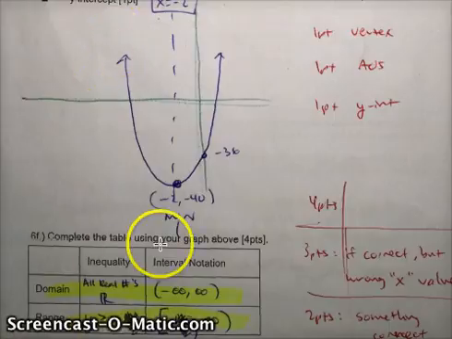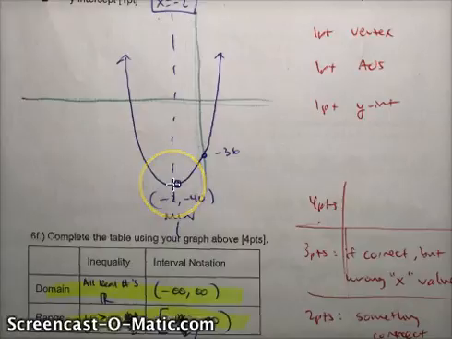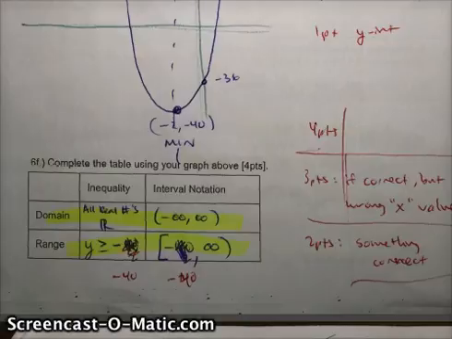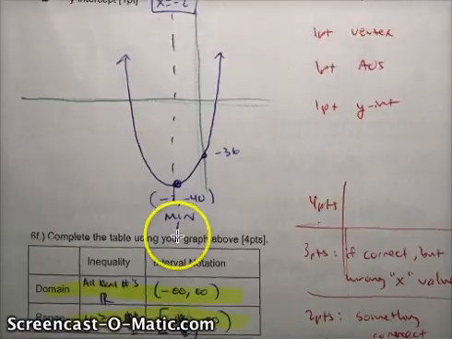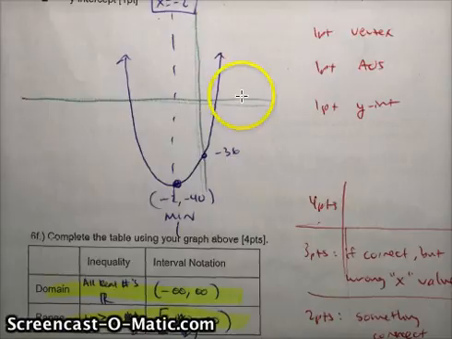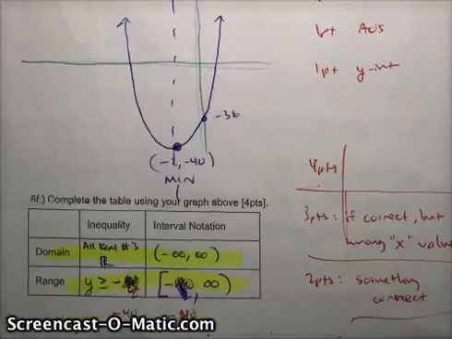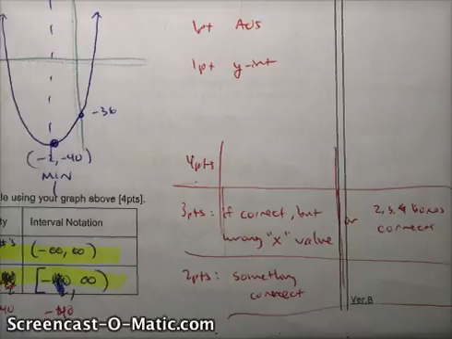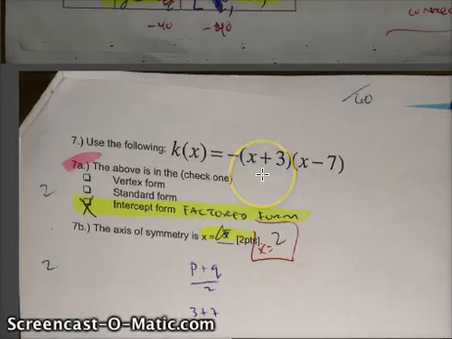Range refers to going from the bottom to the top, so notice how there's no graph down here, but I start there at negative 40. It's negative 40 on the y-axis, so I should say y values are greater than negative 40, or negative 40 going up. Last thing is positive infinity. Here's a scoring rubric for that problem. It was out of 4 points. Next page.